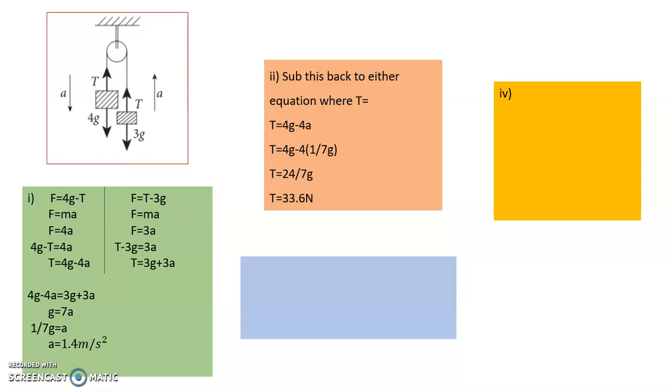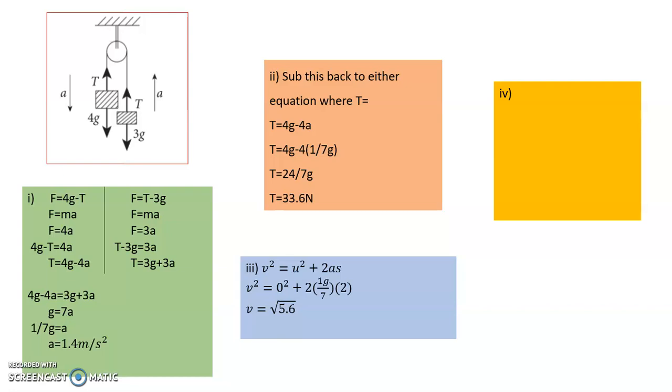So I have a u, an a, and an s, so I'm going to use v squared equals u squared plus 2as. I sub in my 0, which is my initial velocity, my acceleration, which is 1 over 7 g, and I put 2 times 1 over 7 times 9.8 times 2 into my calculator, and it gives me 5.6. So my velocity is 5.6 meters per second.